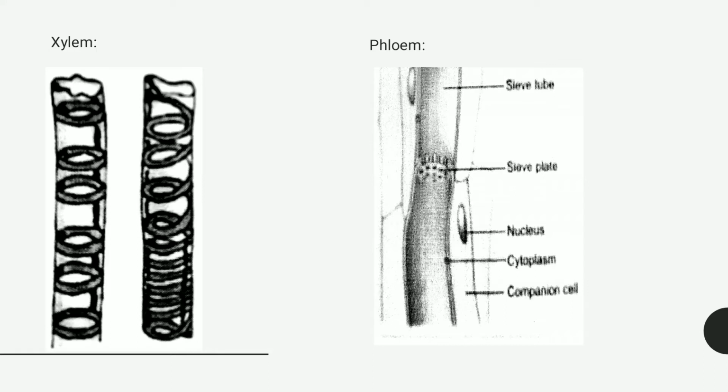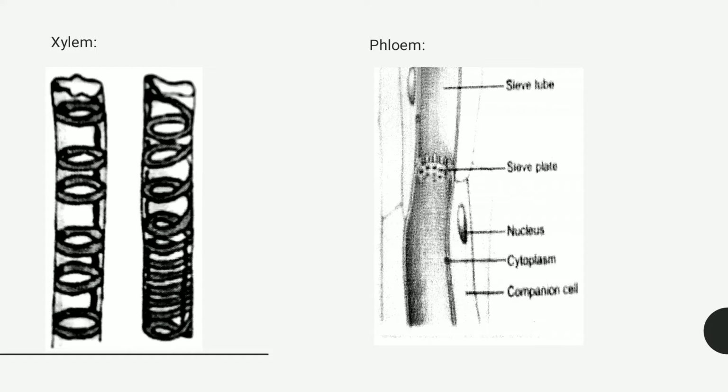If there is damage in the sieve tubes, then there is no movement of carbohydrates through them, so this carbohydrate gets deposited into them only. That deposition of carbohydrate in the sieve tubes is called callose. So this callose formation seals and blocks these sieve tubes to prevent the loss of material through them.